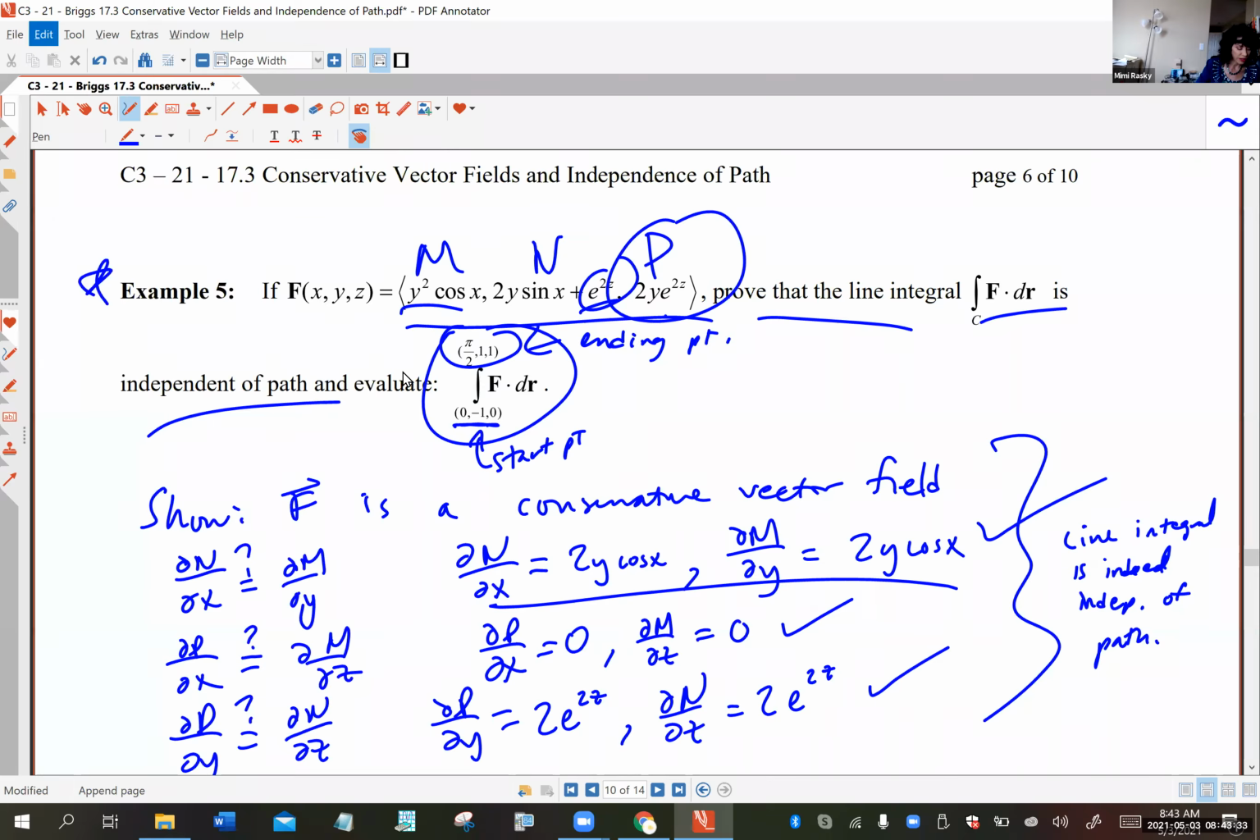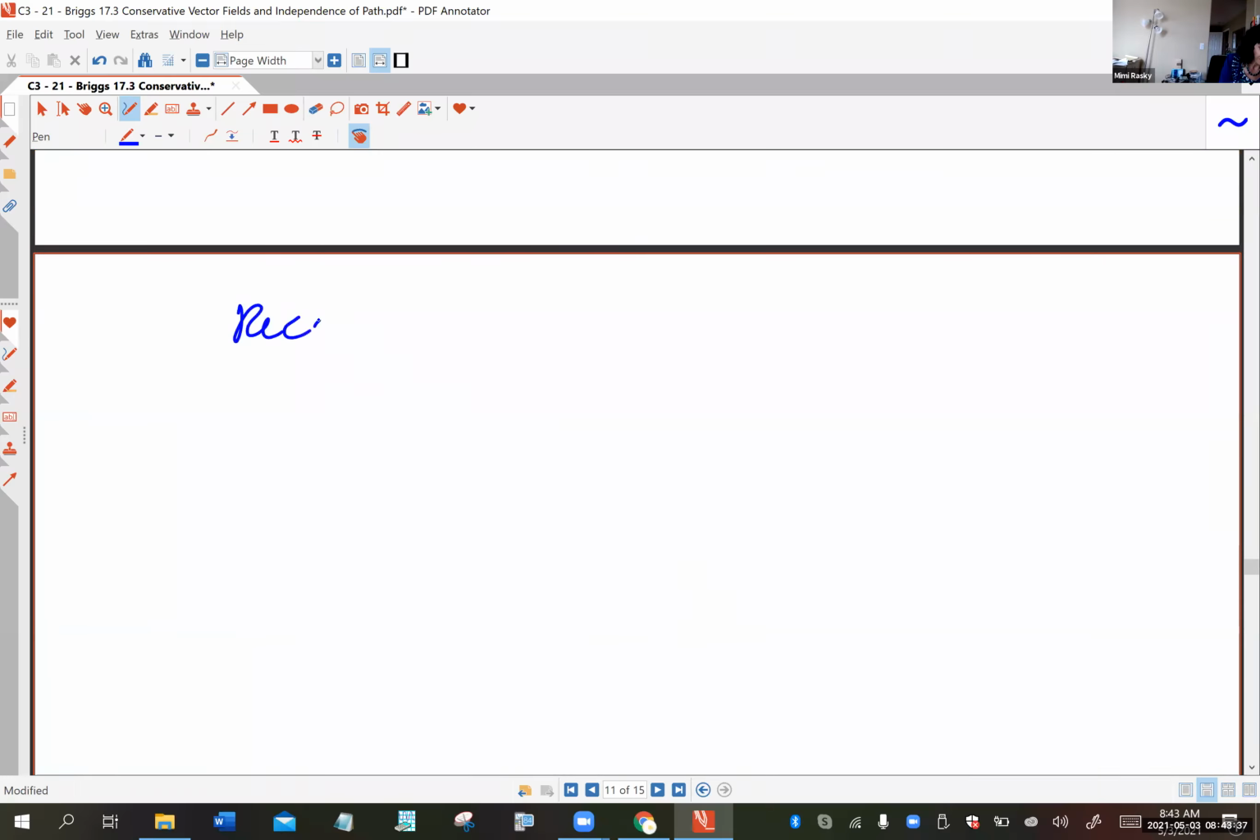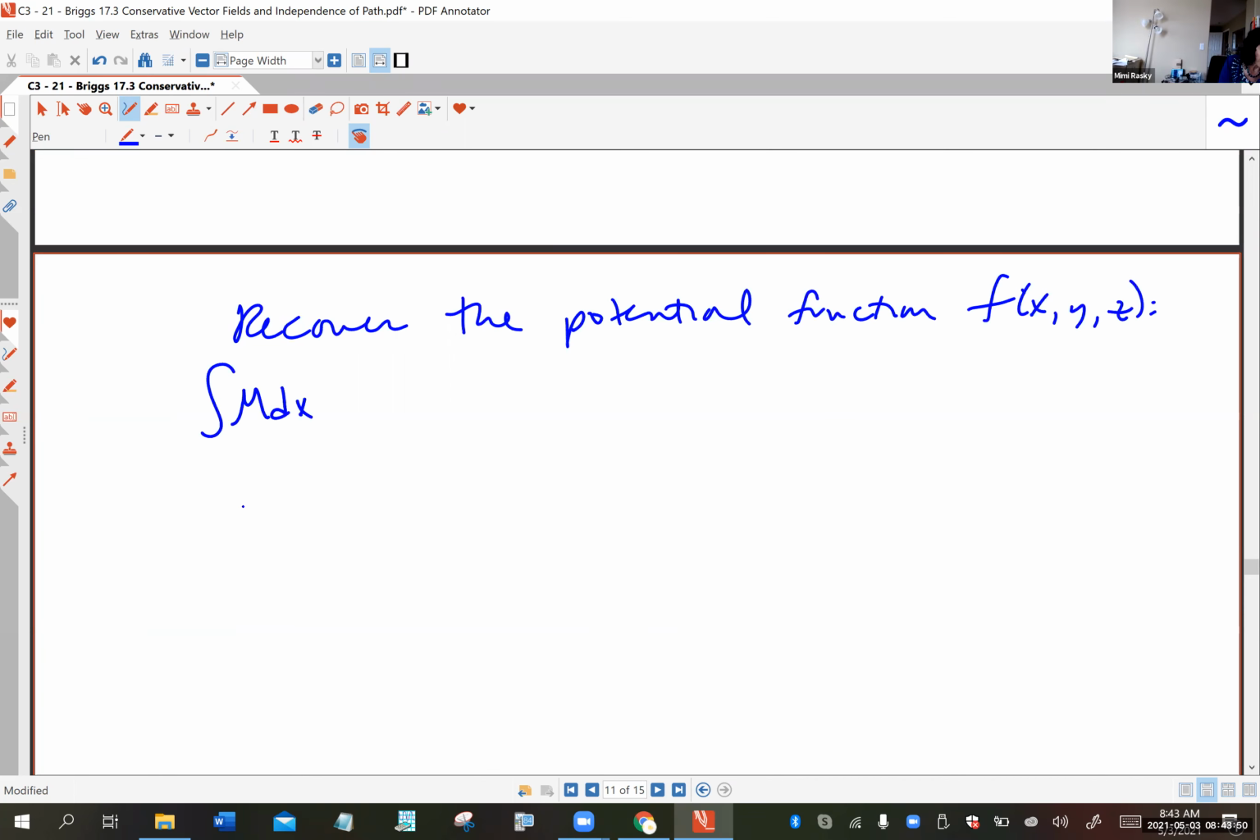And of course, I never give myself enough room. So let's recover the scalar function, which is the potential function f(x,y,z), I should say. So how do we do that? We're going to integrate M with respect to x, then we're going to integrate N with respect to y, and then P with respect to z, and then we're going to add up the results, except if there are any duplicates, we will only take one instance of anything that looks like it does get duplicated.